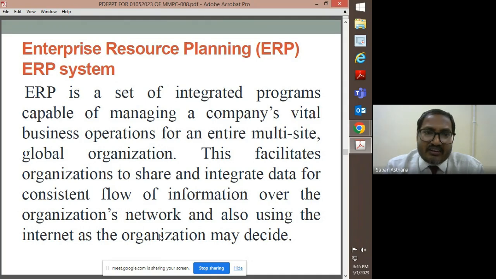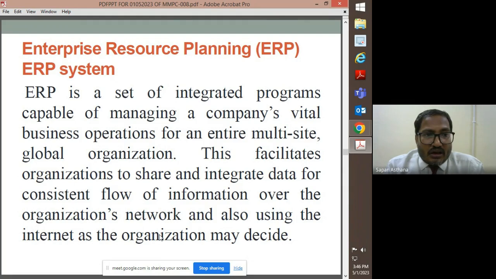This is an internal information system that is very much helpful for managing their routine operations. As you all know, sometimes you visit an organization, they are not working on the internet, they are working on their own ERP system.